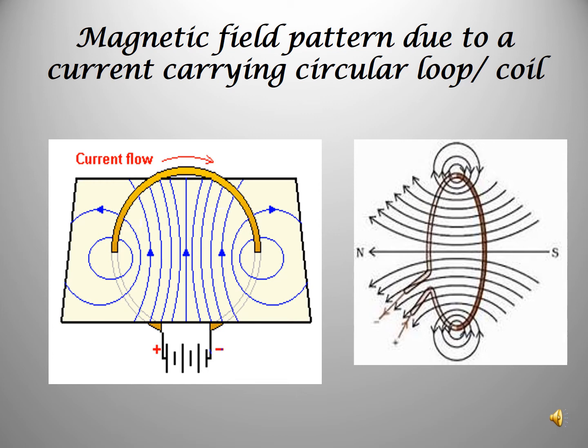As we are going away from the coil, the circles are becoming bigger and bigger, so the curvature is becoming less and less. There are more straight lines, and at the middle, where it will not go left or right, it will go straight.